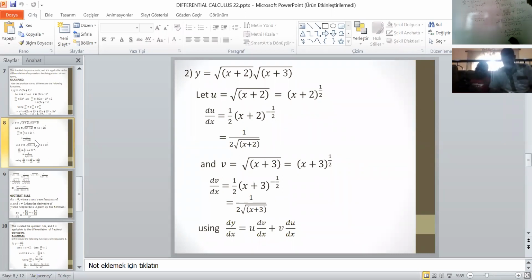So it means this is going to give you x plus x, which is 2x, and 2 plus 3 gives you 5 at the numerator. Then the denominator still remains 2 root x plus 2, then x plus 3, the 2 under the same square root sign. And that is the answer.